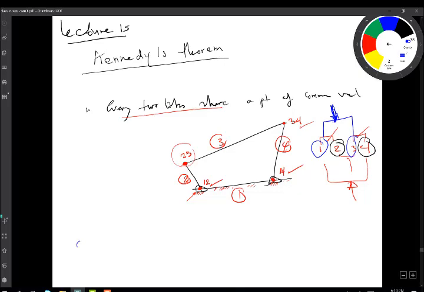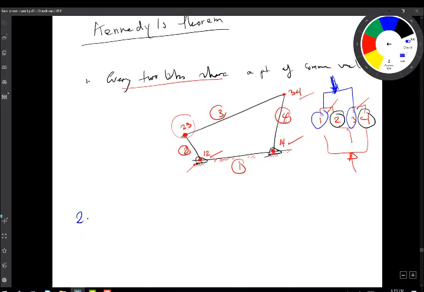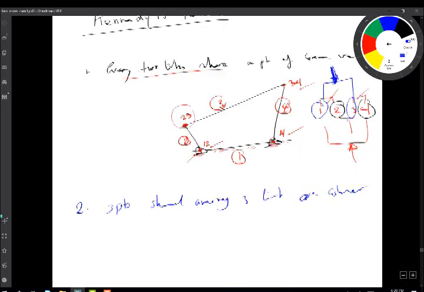In any case, the second item of the theorem says the 3 points of common velocity shared among 3 links are collinear. They fall on one straight line. So 3 points shared among 3 links are collinear. How does this apply?